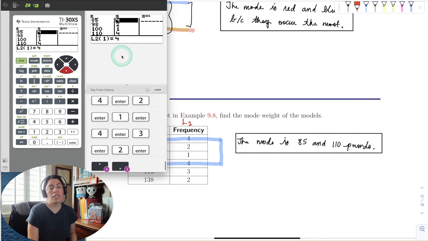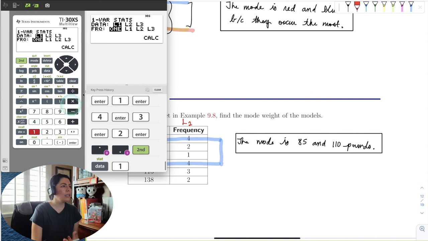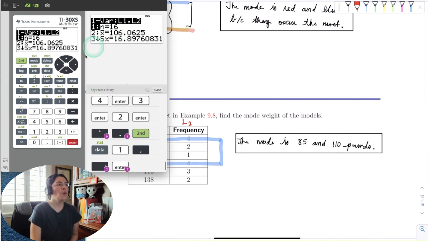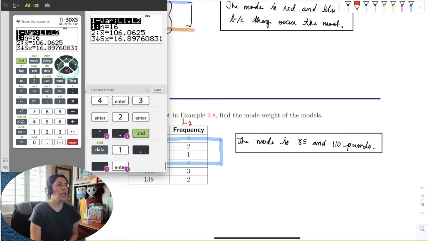So how do you do a 1 var stats for the frequency table? Well, we can easily go back to stat, second data, do a 1 var stat and do exactly what you were doing before, except now you have frequencies. Your frequencies are not in list 1. They're in list 2, right? Right here, list 2. So move the cursor over to list 2, hit enter, then hit calc. And lo and behold, look at this. We did not do raw data. We did a frequency table, where the unique weights were in list 1, frequencies in list 2, and if we scroll all the way down, we get the same exact 5 number summary and the same average and the same standard deviation, right?